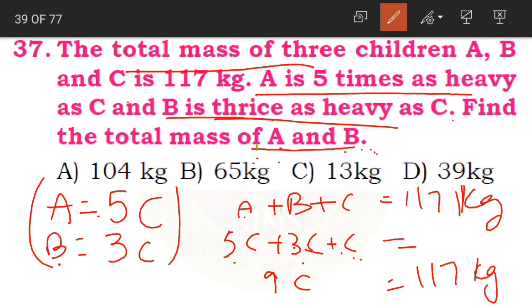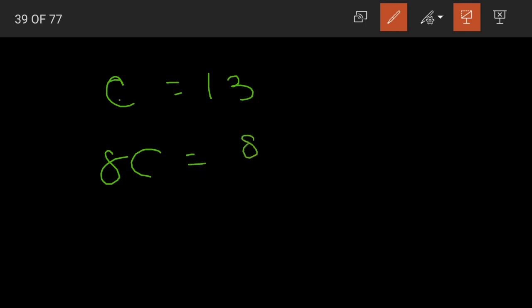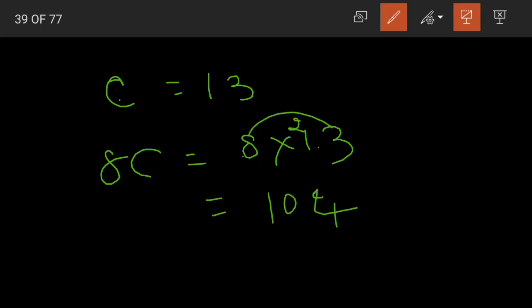Clear children? Now what should we find out? We should find out A plus B. A plus B means what? 5C plus 3C. That is equal to 8C. Just now we got C is equal to 13. Then 8C will be equal to how much children? Again the same example of apples. 1 apple is equal to 13 rupees. 8 apples is equal to 8 into 13. Yes. 3 8s are 24. 2 carried. 8 ones are 8. 8 plus 2, 10.